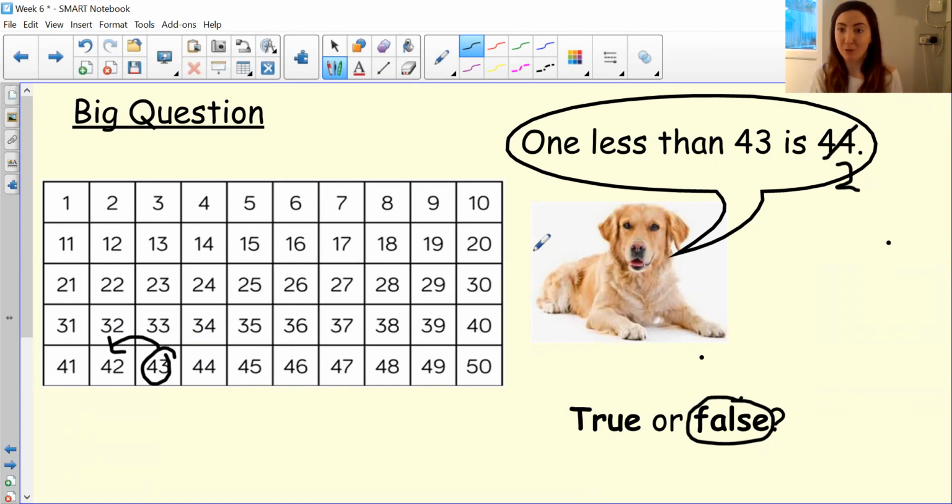So she could have said 1 more than 43 is 44, but if she's saying 1 less than 43, then the answer is 42. 1 less than 43 is 42. Well done if you found the same.